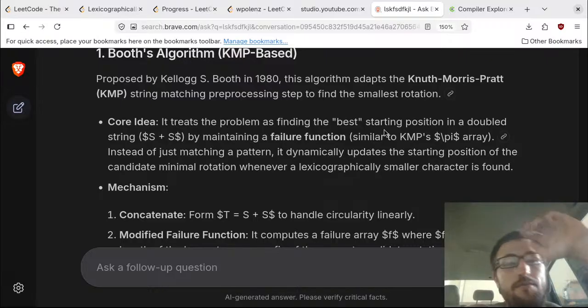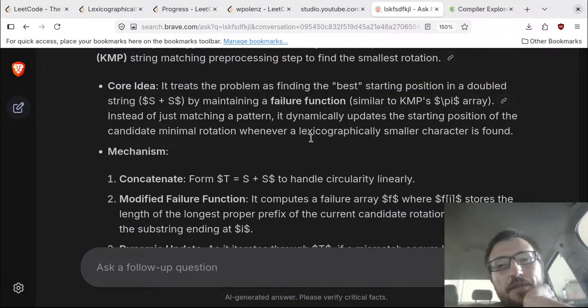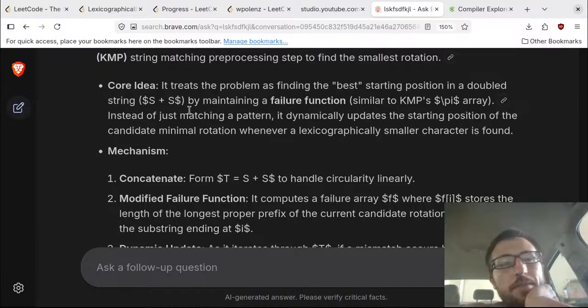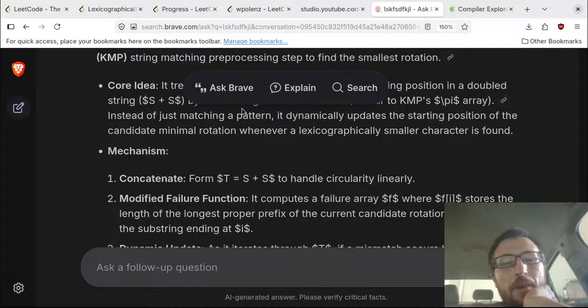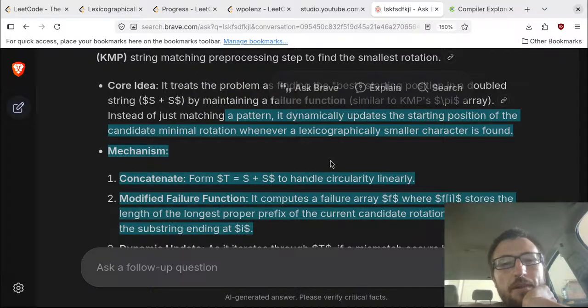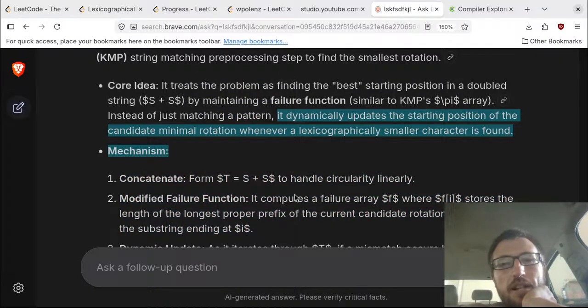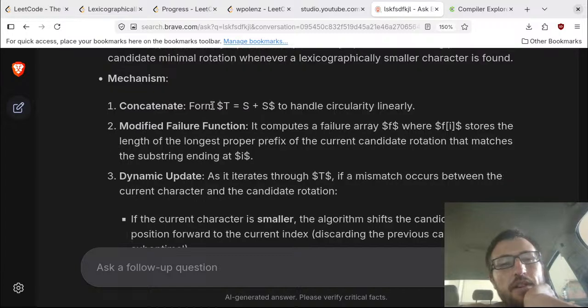So, a pre-processing step to find the smallest rotation. The core idea treats the problem as finding the best starting position in a doubled string by maintaining a failure function similar to KMP's pi array. Instead of just matching a pattern, it dynamically updates the starting position of the candidate minimal rotation whenever a lexicographically smaller character is found. Mechanism: concatenate S plus S to handle circularity linearly.